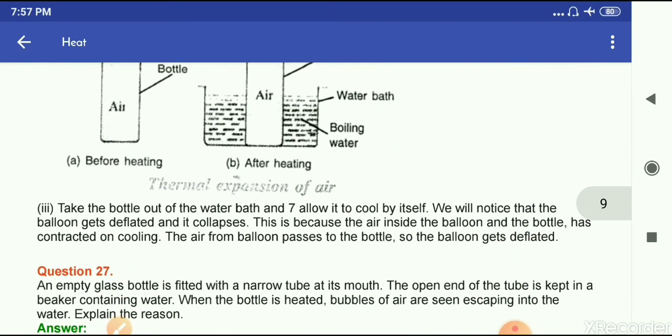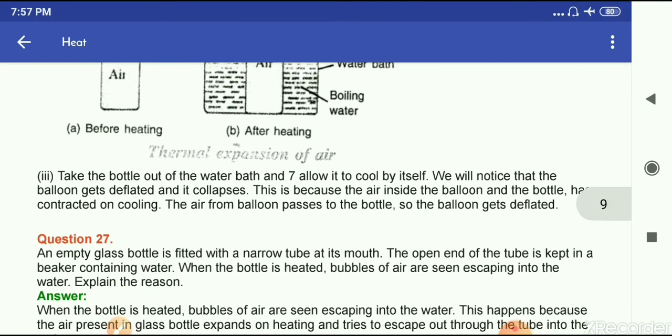Now take the bottle out of the water bath and allow it to cool by itself. We will notice that the balloon gets deflated and it collapses. This is because the air inside the balloon and the bottle has contracted on cooling. The air from the balloon passes to the bottle, so the balloon gets deflated.